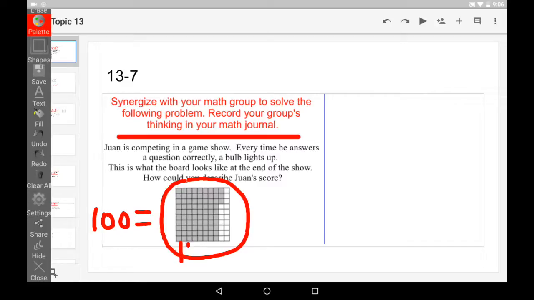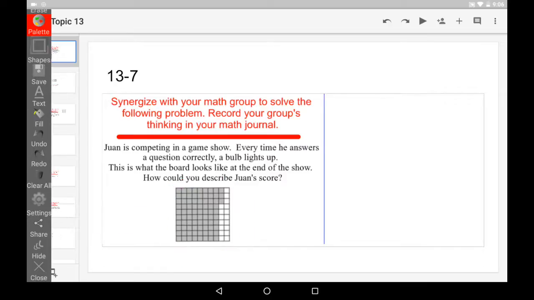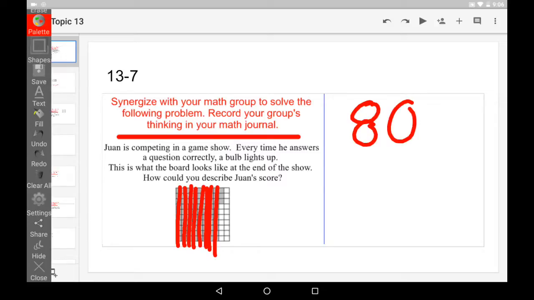So if I was to count, it would be 10, 20, 30, 40, and you would count up, and then we have some extras. It would save some time as opposed to counting all of these little squares. So I could say this first column is 10, 20, 30, 40, 50, 60, 70, and 80. So we're at 80 so far, and then we have those three little extras. So we have 83. So he answered 83 questions.